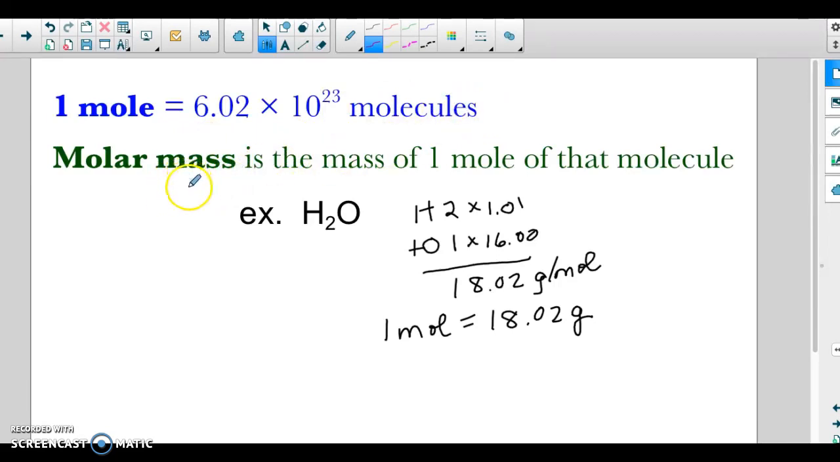And the molar mass, if you remember how to calculate those, like if I was going to do water, I just list the number of each element. I look on the periodic table for the atomic mass, and then I add them up. So 1 mole of water has a mass of 18.02 grams.